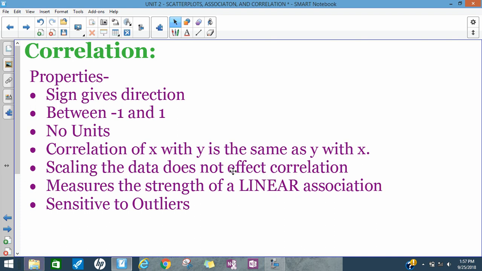If you scale data, meaning maybe you change the units from kilograms to pounds or something like that, it's not going to affect the correlation. Again, we're measuring the strength of a linear association, so not any sort of curved associations, just linear. And correlation is sensitive to outliers, which is why we need to satisfy the no outliers condition.